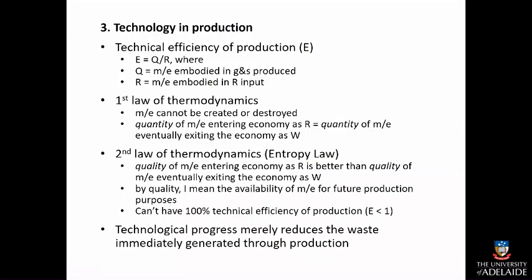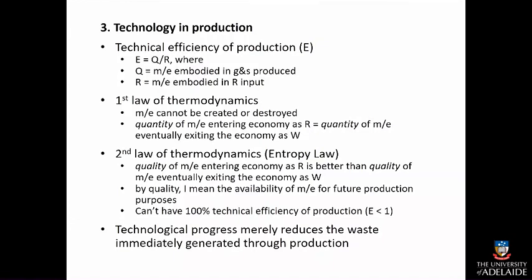So what are the implications of the first law? Well, the first law basically means that the technical efficiency of production cannot exceed 100%. Combine that with the entropy law, and it means that technical efficiency of production must be something less than 100%. Okay. So you can't have 100% technical efficiency of production, E is less than one.